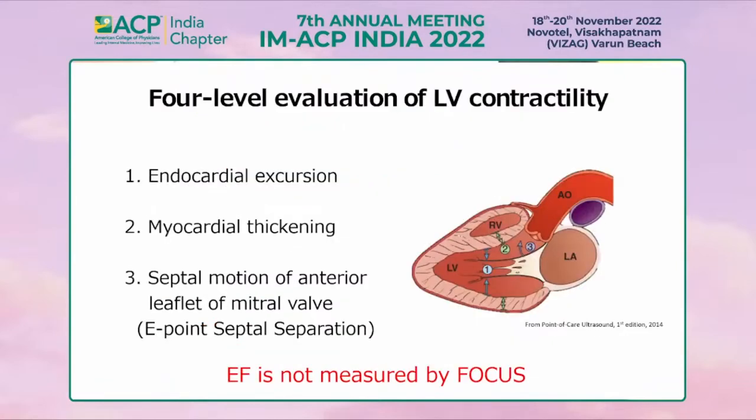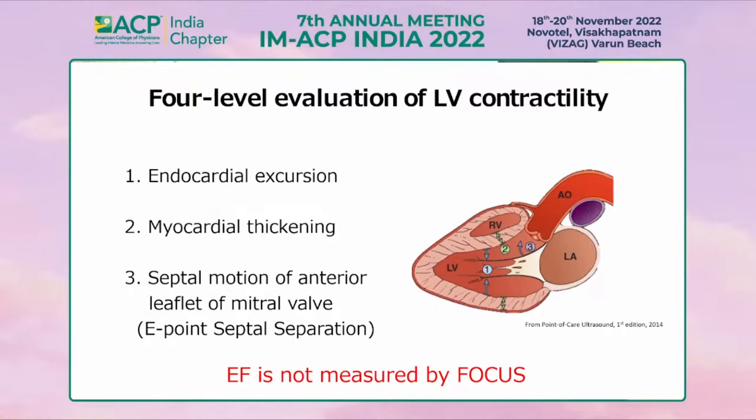This is a method to evaluate contractility. There are three checkpoints. First is endocardial excursion. All endocardium uniformly contracts inward. Second is myocardial thickening. Myocardium thickens more than 40% in systole. Third is septal motion of the anterior leaflet of the mitral valve. It gets closer to the septum, until less than 1 cm in diastole.